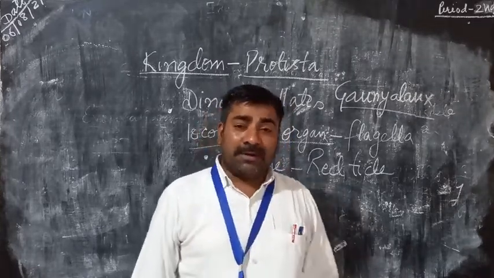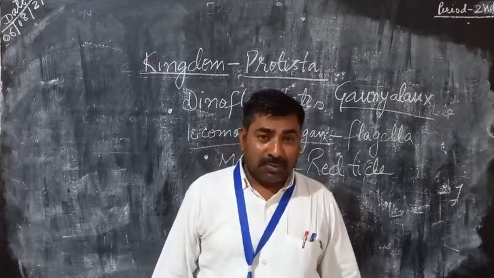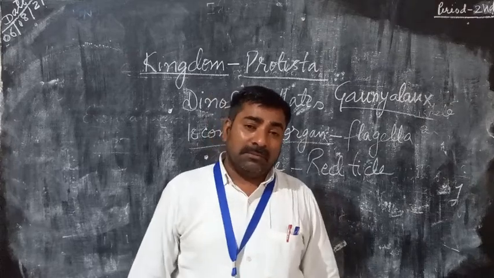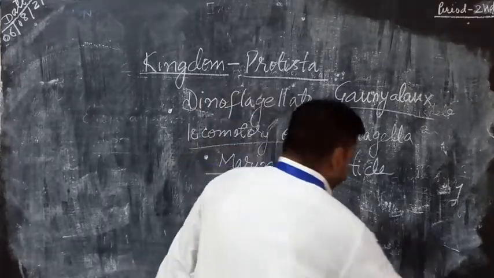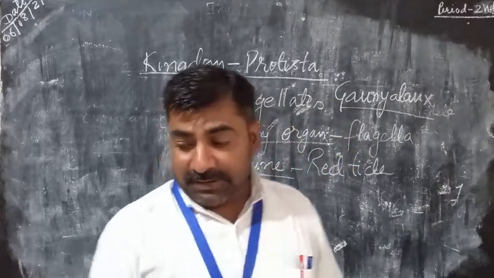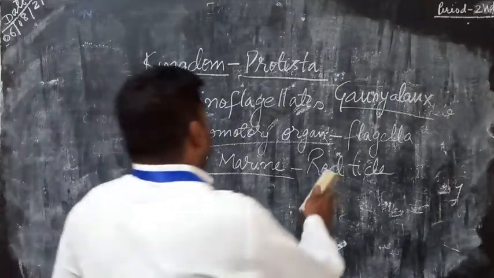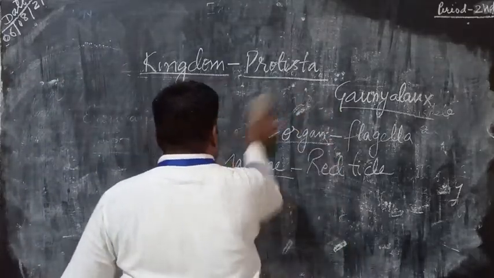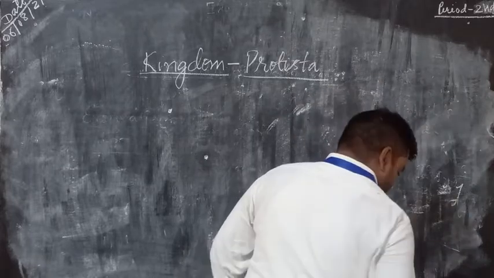Their cell wall is made up of cellulose, and they perform mostly asexual reproduction. That is the case of dinoflagellates. Now we will discuss euglenoids, the third group of kingdom Protista.